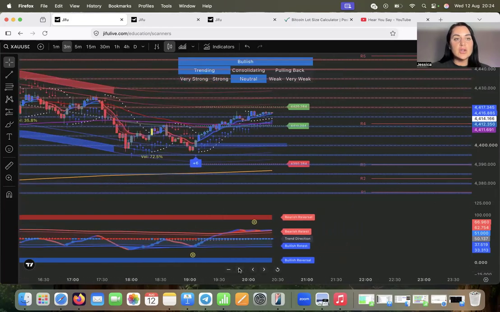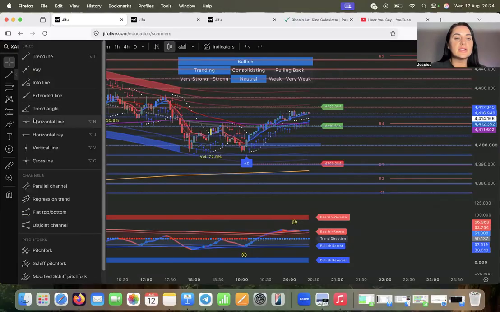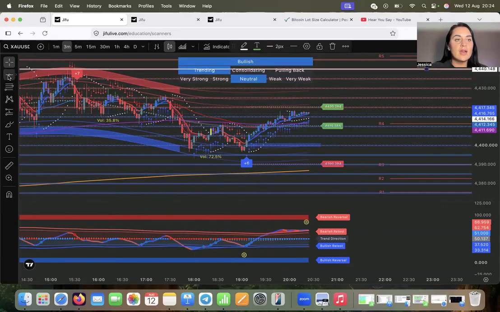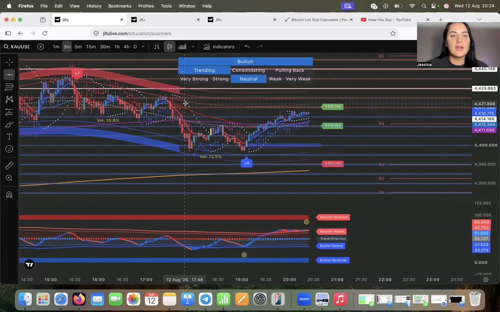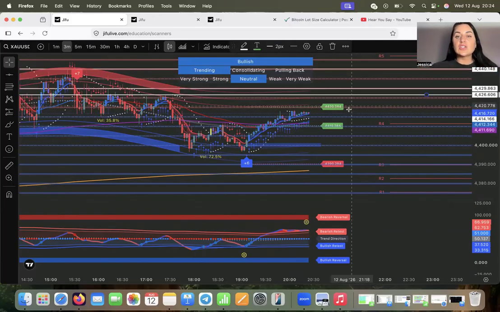Because we're on the 3-minute, we're also scalping. We're not swing trading, we're scalping. So for me personally, I just mark out my highs. I come down to my horizontal line here. This is a high. This is a high. And this is a high. I also do them in a different color to what is already on the screen. I normally use yellow, but I've changed to white now.